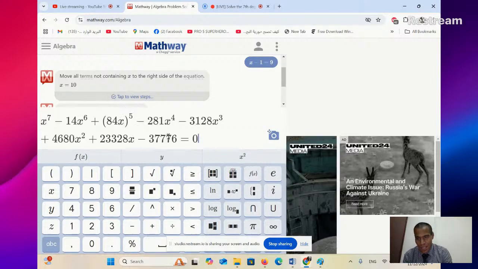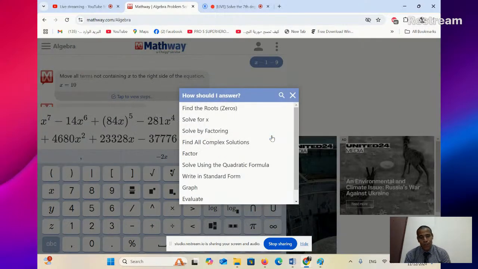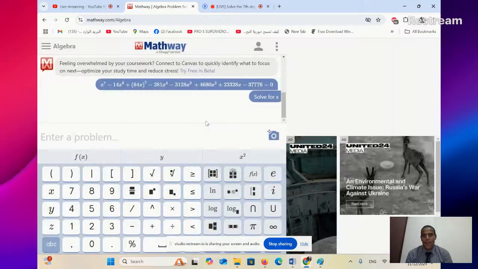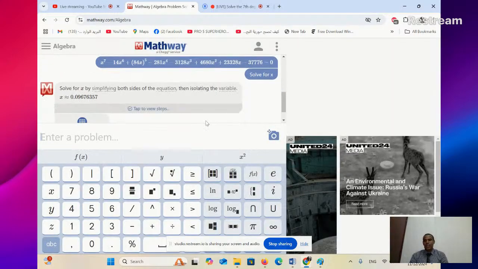Can you gaze at this? Look, of course I'm going to solve it. Okay, you see? Because 0.096765357 is a root, and this is a mistake.